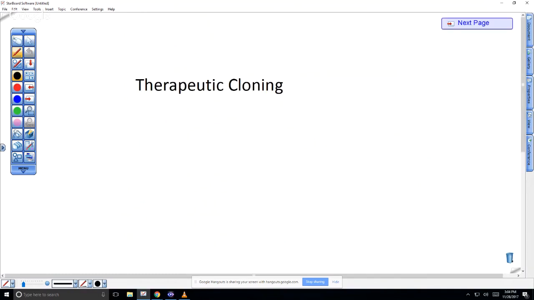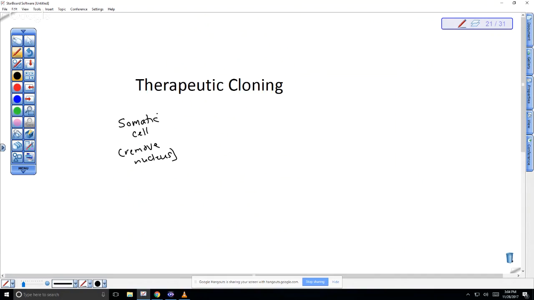Now, we're going to talk about therapeutic and reproductive cloning. These are types of cloning that both have the same basic premise for how it is done, but the result, what we're trying to get out of it, is dramatically different. So in therapeutic cloning, you would take a somatic cell and you remove the nucleus. That's the genetic material I want to clone. A somatic cell would be a body cell from me.